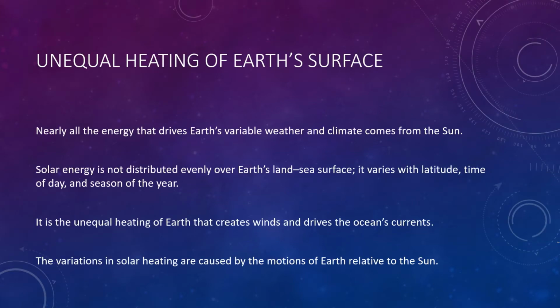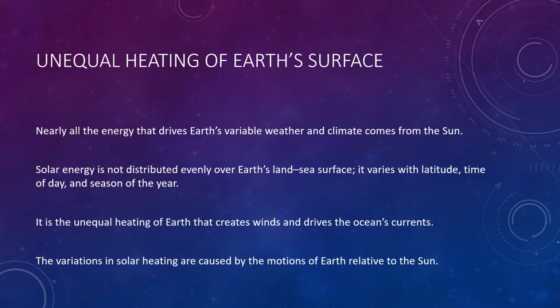Nearly all the energy that drives Earth's variable weather and climate comes from the Sun. Earth intercepts only a minute percentage of energy given off by the Sun, less than 1/2 billionth. This may seem to be an insignificant amount until we realize that it is several 100,000 times the electrical generating capacity of the United States.